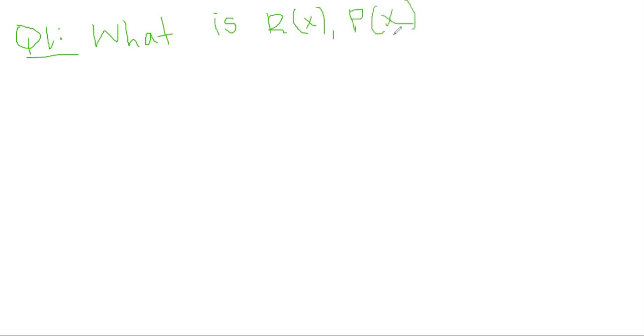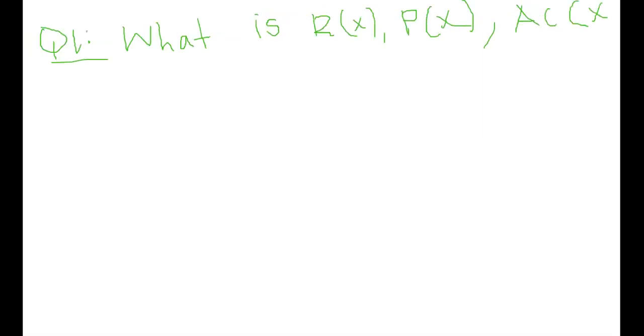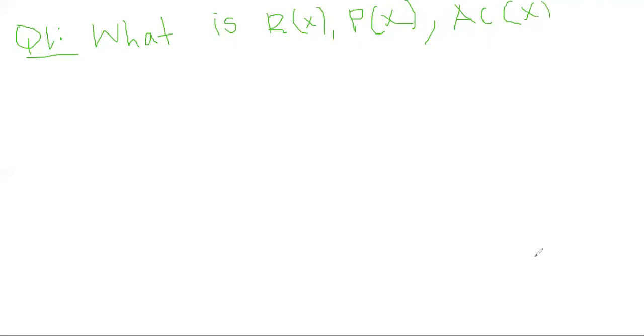So the first question, let's say question 1, is asking us: what is Rx? And we know Rx represents what? The revenue function. And the Px, which is in this case the profit function. And then Ax, in this case, is the average cost function. So AC is the average cost function. So we are tasked to derive the revenue function, derive the profit function and derive the average cost function.